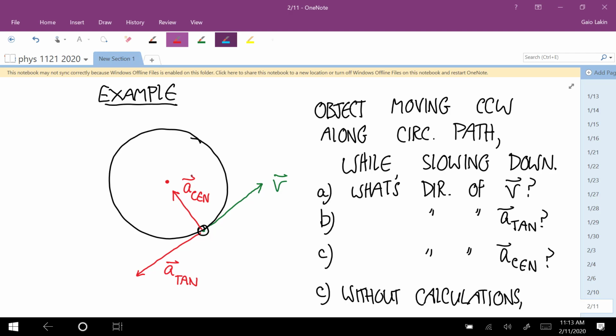And then last, what do we know about the direction of the total acceleration vector? Well, we're going to be able to calculate the magnitudes of those. That's something special that we're going to have about circular motion. But before we do those calculations, we can say that the total acceleration is somewhere in between those two directions. Okay. Any questions about that?